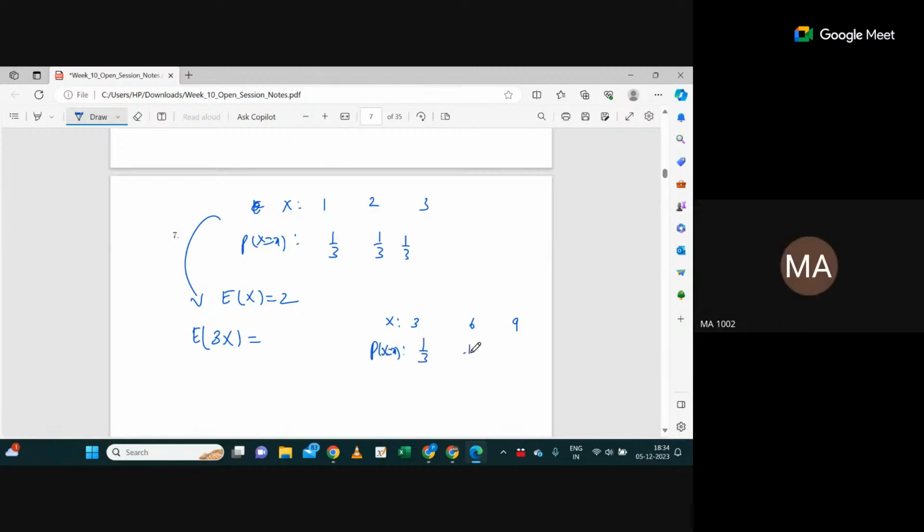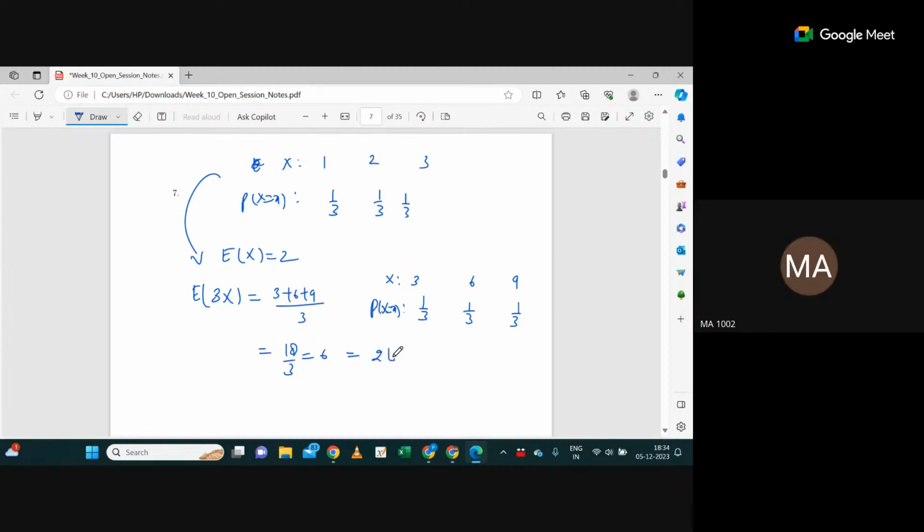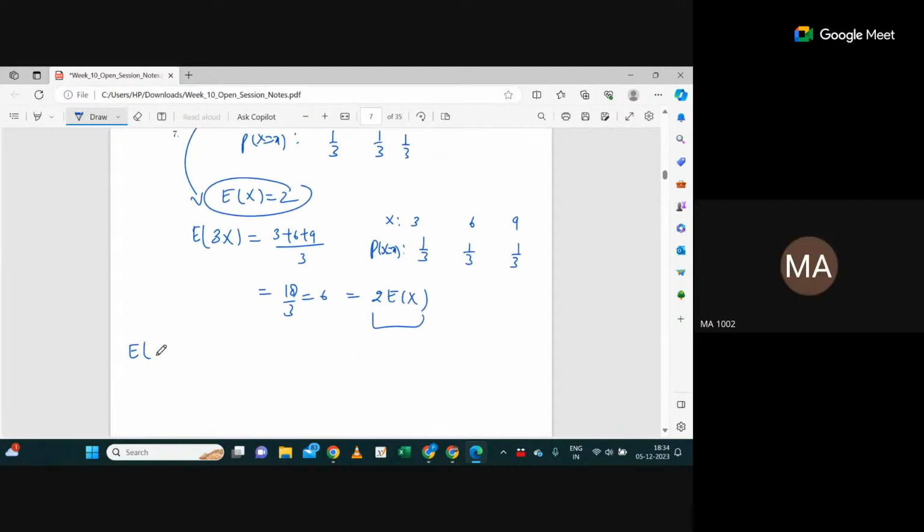So the probabilities will be 1 by 3, 1 by 3, and 1 by 3. What will the expected value be now? It will be 3 plus 6 plus 9, which is 18, divided by 3, which is nothing but 6. Is this the same as 2 times the expected value of x? Yes. So this property is fulfilled: the expected value of a times x equals a times the expected value of x.